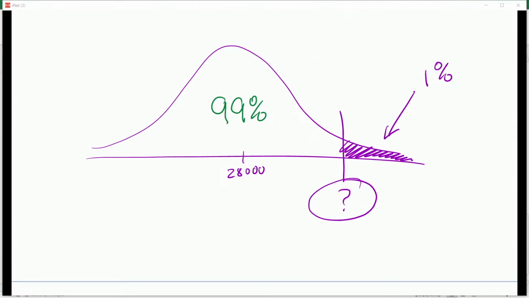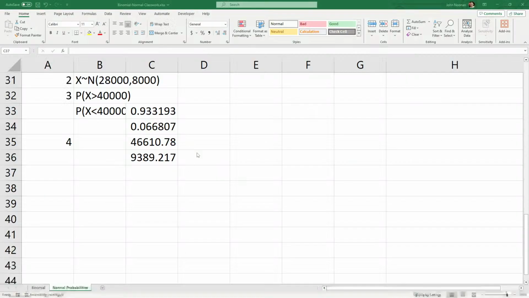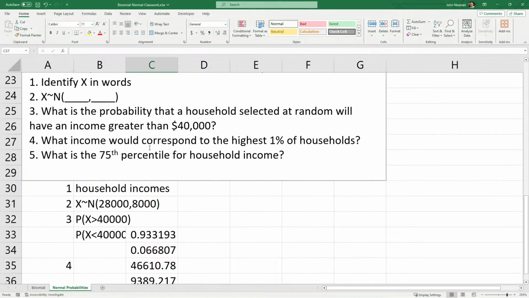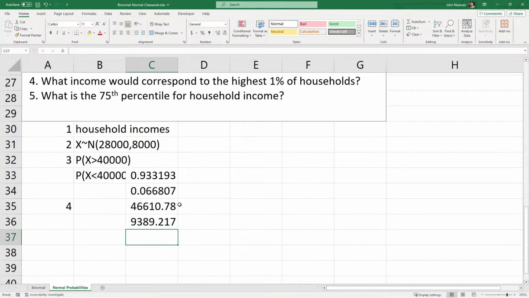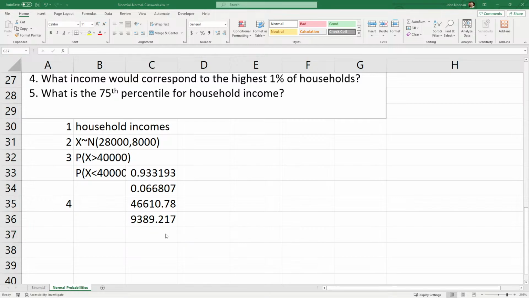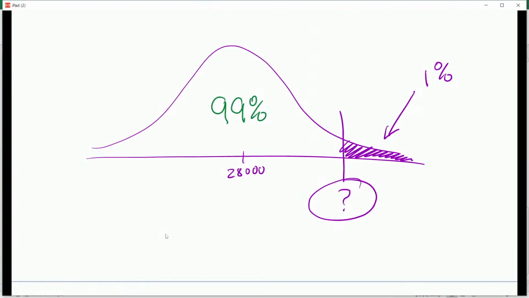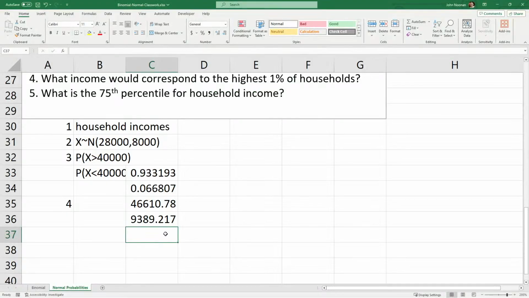By the way, the last one, as long as we're almost finished here, if you take a look at this last one, it says, what is the 75th percentile for household income? So the 75th percentile, that means what household income corresponds with 75% to the left. So fortunately for us, 75th percentile corresponds with what Bill Gates thinks of probabilities. Everything to the left. Everything goes to the left. So number five is easy.